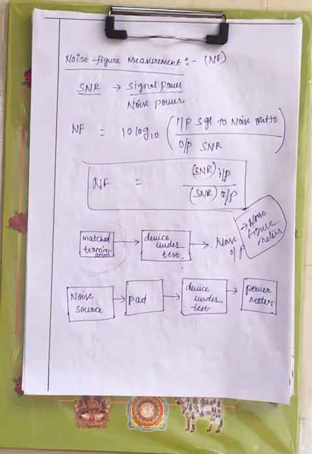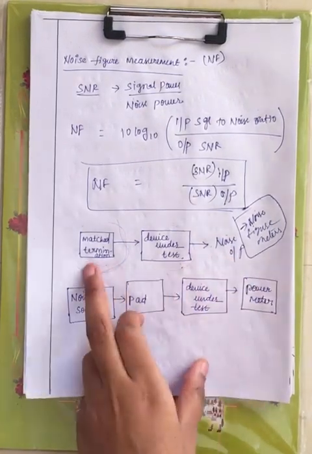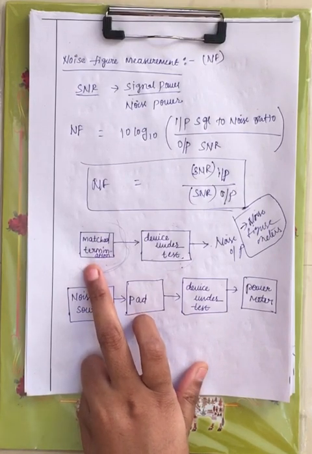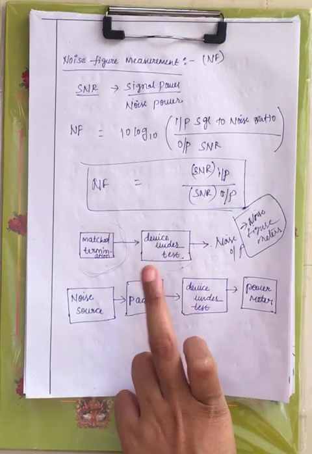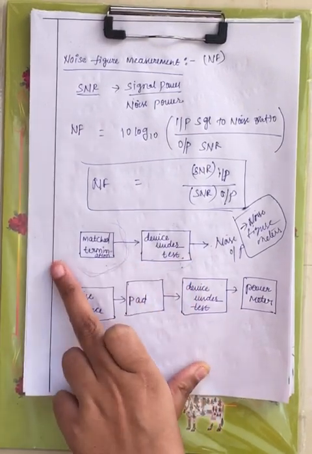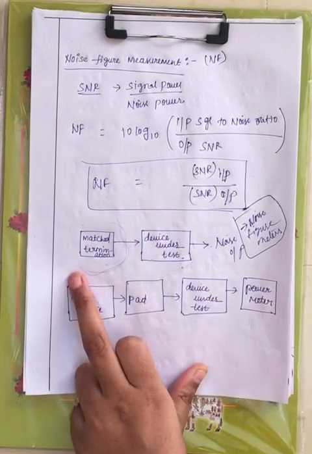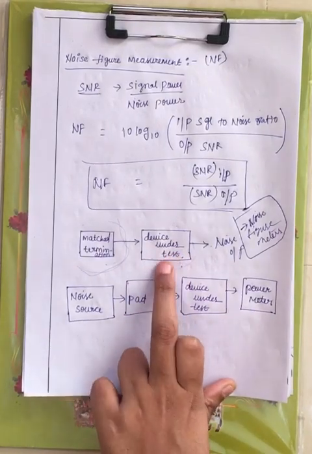Now initially you are measuring the noise output for the device under test by terminating it with a matched termination. Initially the noise output from the device under test is noted by connecting its input to the matched termination. Here you will observe the noise output for setup 1.